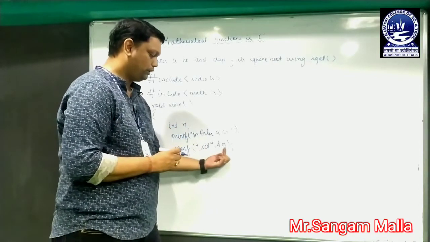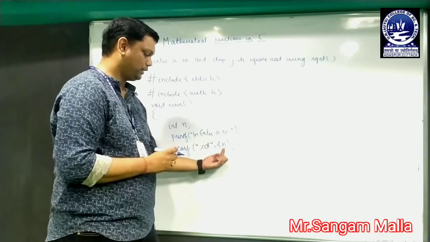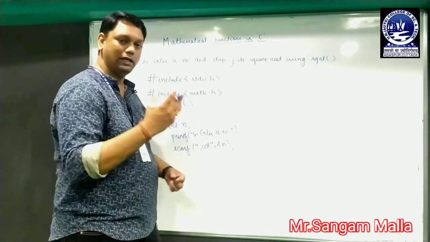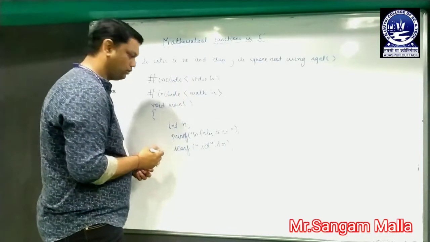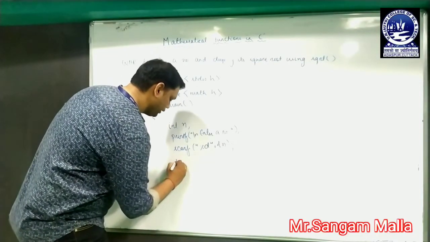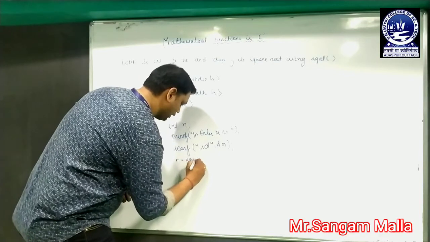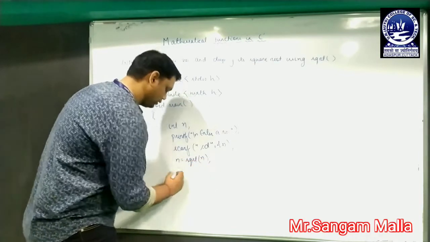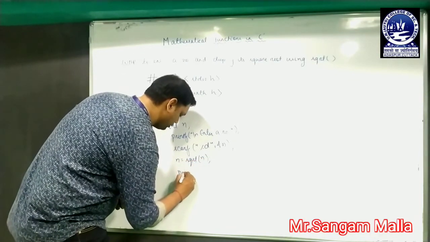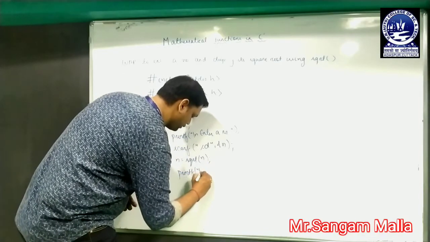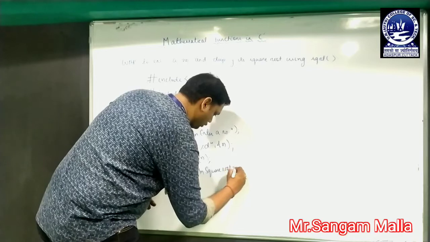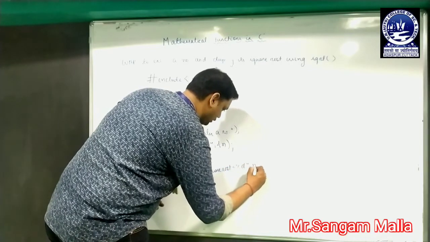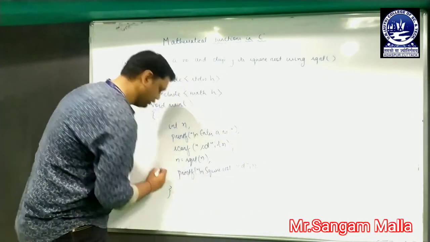So we have to take a variable n to accept the number from the user. Now I have to calculate the square root of the number. So I have written n equal to sqrt of n. Now I have to print the number. So printf "\n square root equal to %d", n. Now I will be closing the program.